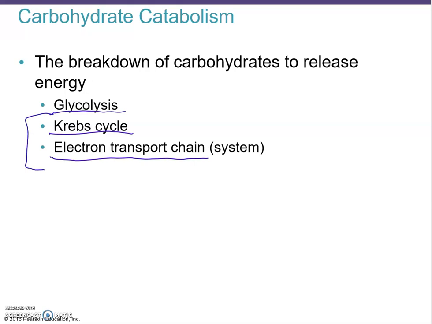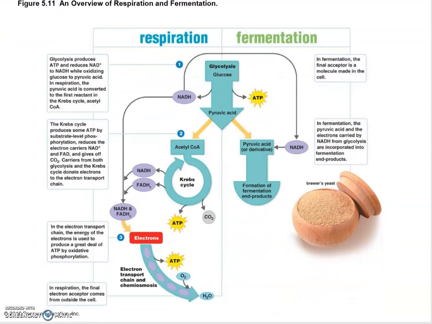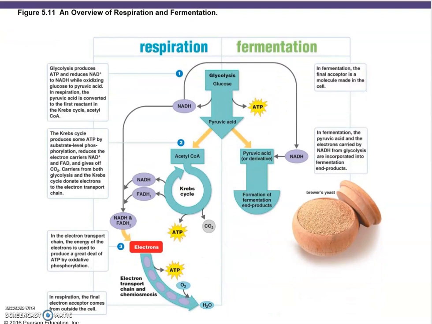So if there's no oxygen available, or we have an anaerobic organism, then we are limited to glycolysis, which results in byproducts, and this would be fermentation. But if oxygen is available, then we can run the Krebs cycle and the electron transport chain, which is much more efficient. So here, a diagram that kind of shows the different pathways.